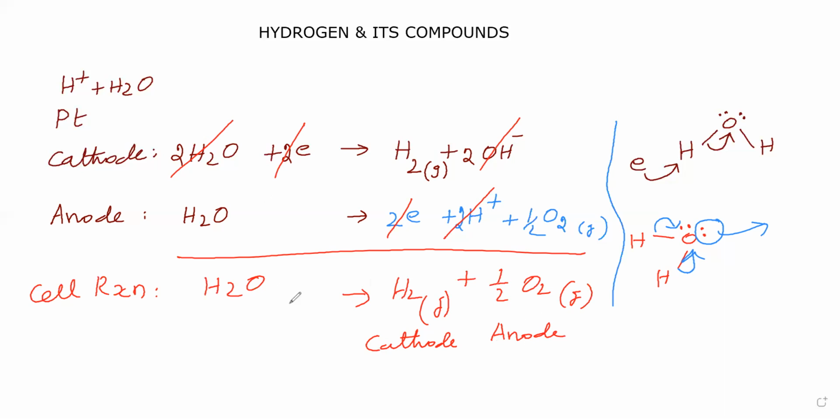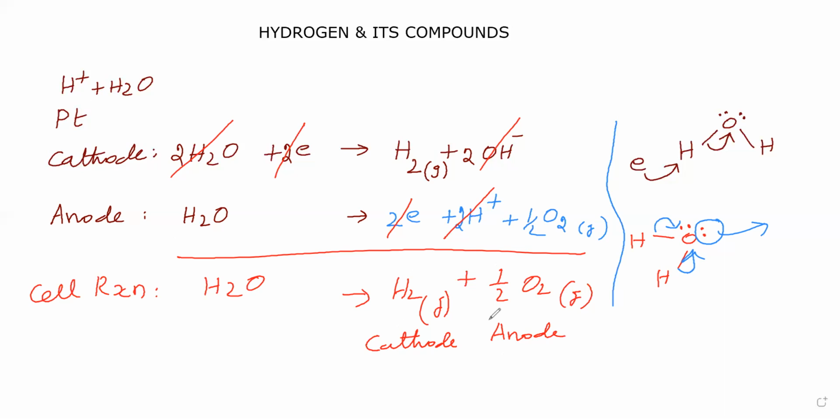Therefore, it is a cell reaction, and it is called electrolysis. So acidified water in the presence of platinum electrodes on electrolysis gives hydrogen gas at the cathode and oxygen gas at the anode.